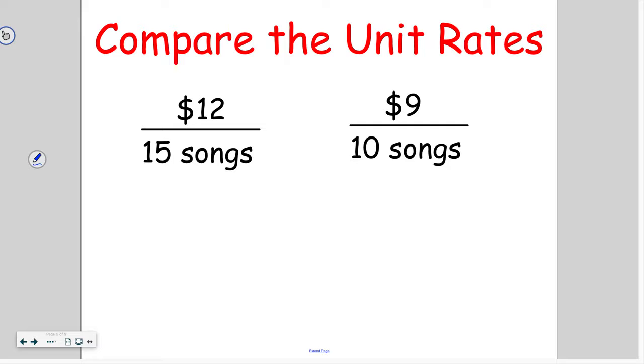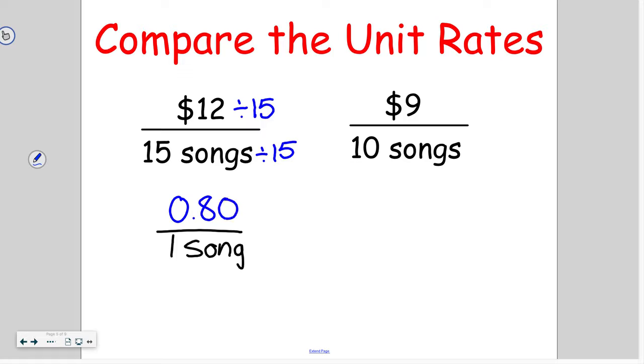Another thing you'll be asked to do is to compare the unit rates. In order to compare them, that means we need to find them first. So first we are looking at a price of $12 for 15 songs. We want to figure out how much it costs for one song. In order to do that, we need to divide both of them by 15 to make that denominator go to 1. When I do 12 divided by 15, I get an answer of $0.80. Again, the units stay the same, so $0.80. You could switch it to, say, 80 cents if you would like.